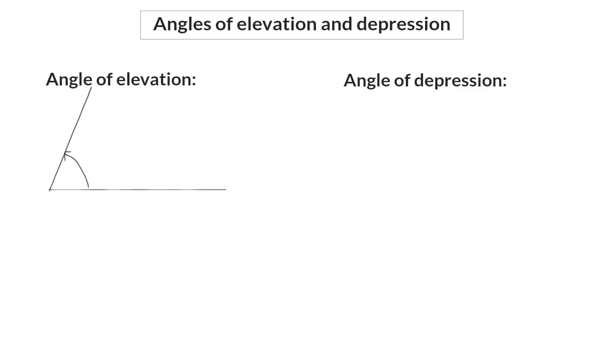Next, we have an angle of depression. This is also measured from the horizontal line, but is measured downwards. For example, if you stand on a cliff and look down towards the sea.